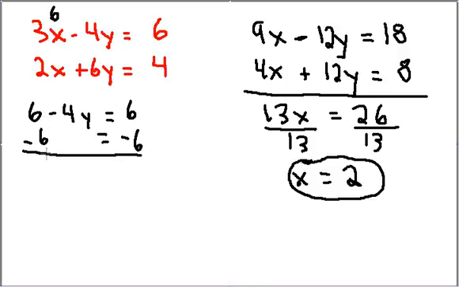Well, the 6 and the minus 6 cancel out to 0, so that leaves us with minus 4y on the left. Then over on the right-hand side, what is 6 minus 6? Well, 6 minus 6 is 0. The y is still not by itself. It's being multiplied by a minus 4, so we need to divide both sides by minus 4.